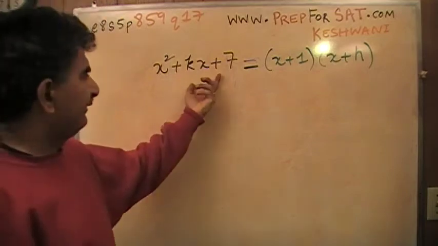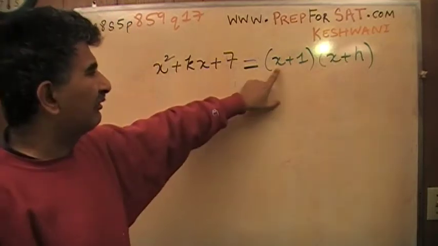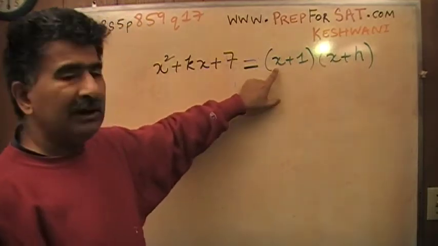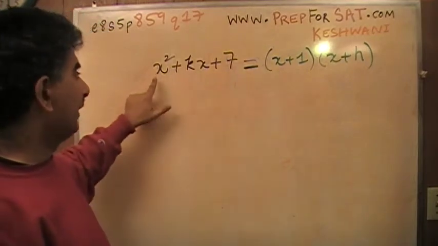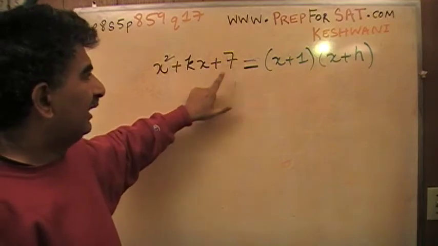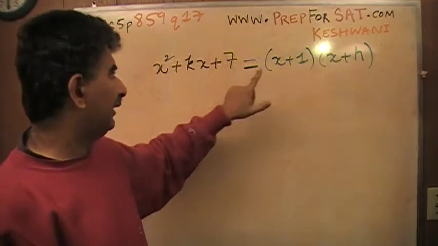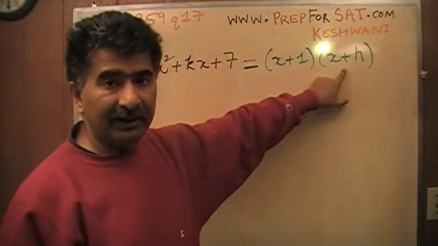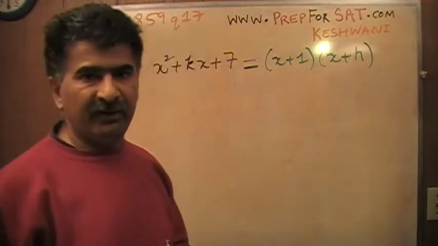You see, these two expressions are equivalent, which means that the coefficient of x squared here has to be the same as the coefficient of this x squared. The coefficient of x here has to be the same as the coefficient of x here, and the constant has to equal the constant that I find there. That's all that is there.